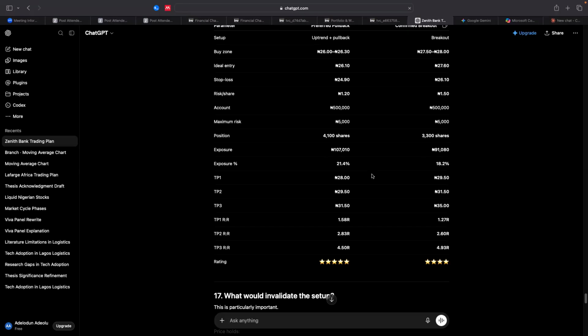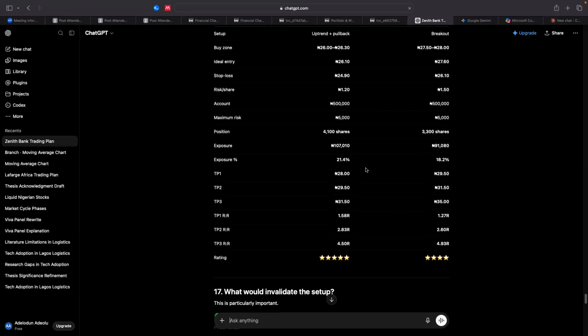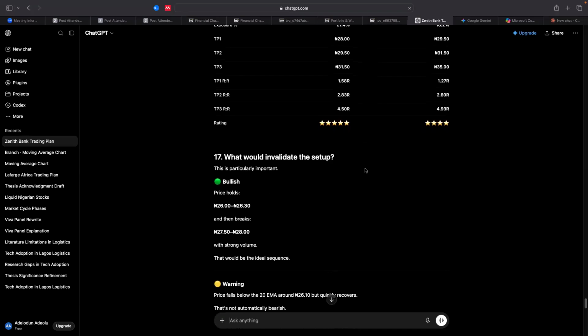Target enterprise 26 naira 50 kobo. It says 26 midpoint limit price for calculations. That's the details it's giving. So it's taking somewhere in between. It's a little more conservative on the target price. Yeah, that's why it says disciplined risk management model.